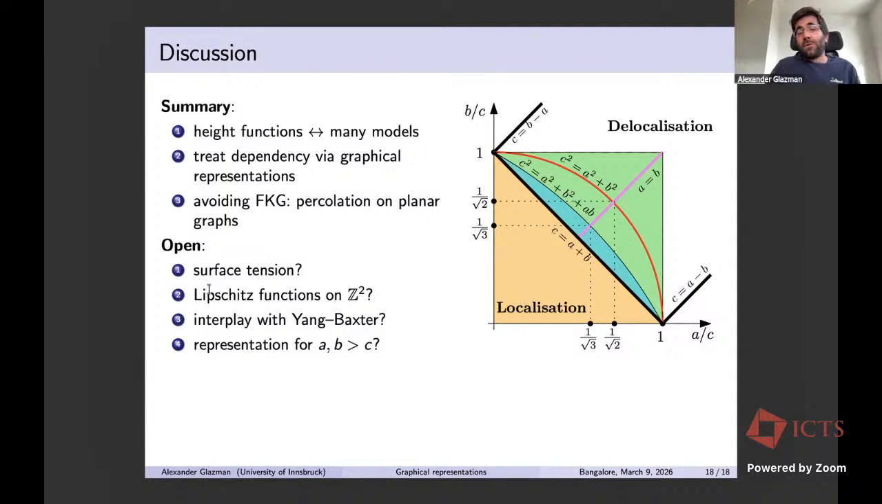And of course, it's tempting to go beyond C above A and B. What about this white region? Is there some other representation, with other edges or other vertices, which will tell more about the model?